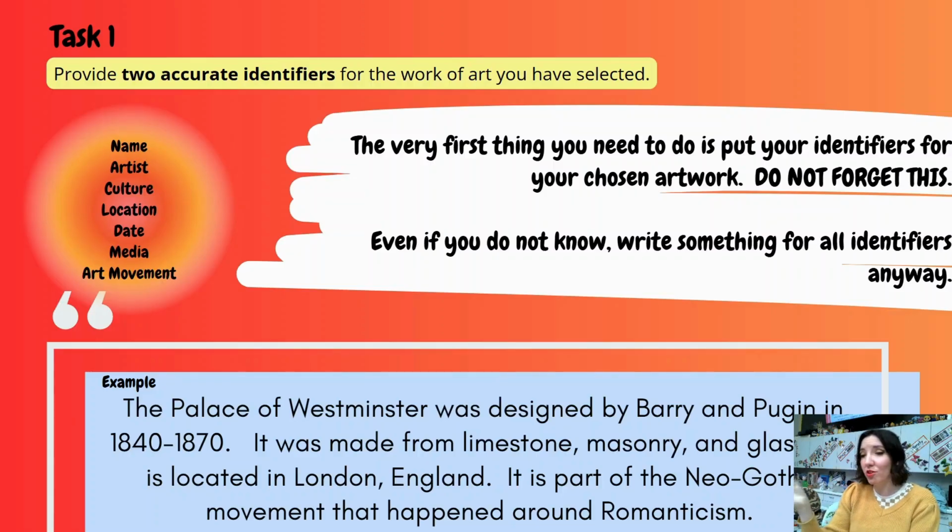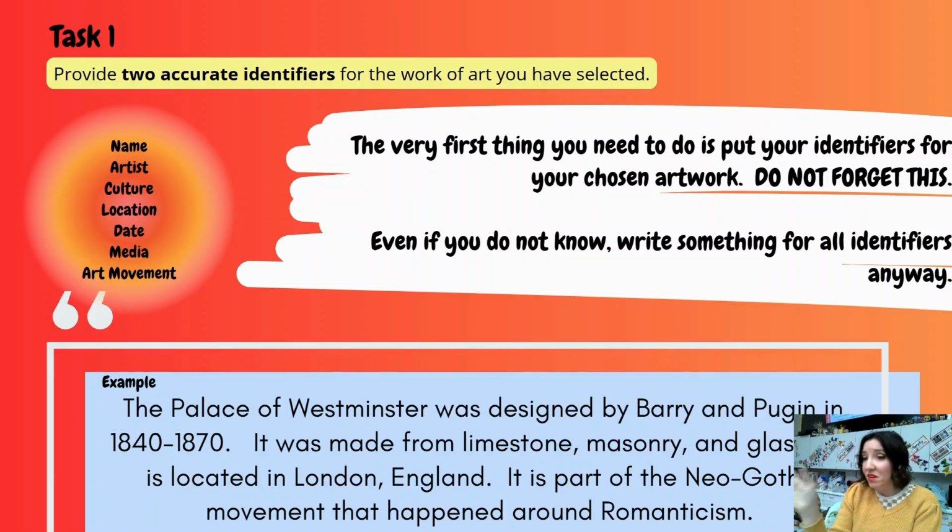It was made from limestone masonry and glass and is located in London, England. It is part of the neo-Gothic movement that happened around Romanticism. That's like all the super accurate stuff. For me, I would be able to list that it was in England and that it was neo-Gothic / Romanticism, but I would still include the artist names.